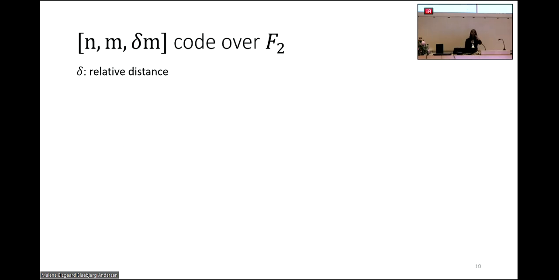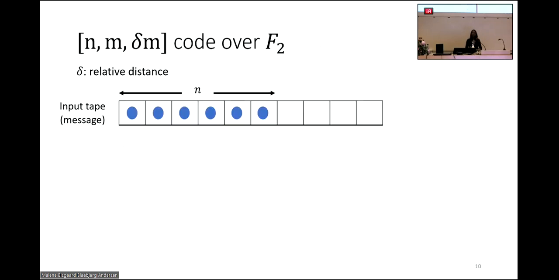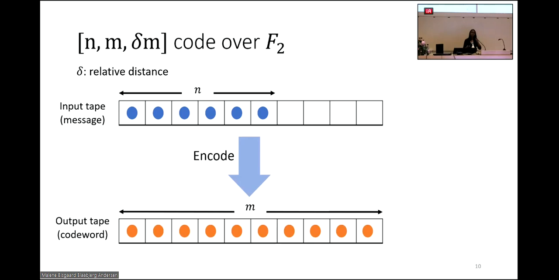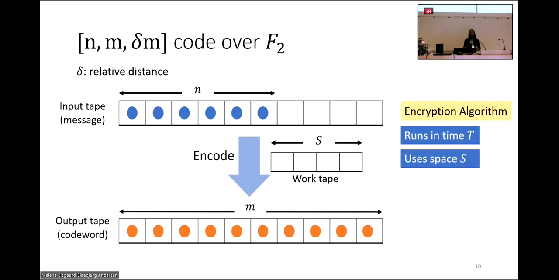So we have a code over F2. It could be any generic field. For simplicity, we just focus on this particular field. And delta is the relative distance. So if you have a message of length n, and there is an encoding algorithm that maps it to a codeword of size m. And this encoding algorithm is modeled as a RAM program, which takes time t and space s.